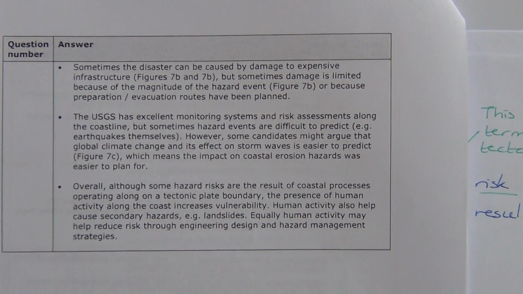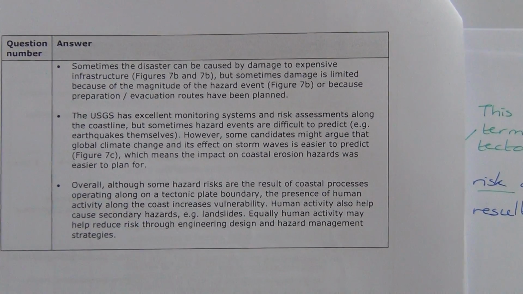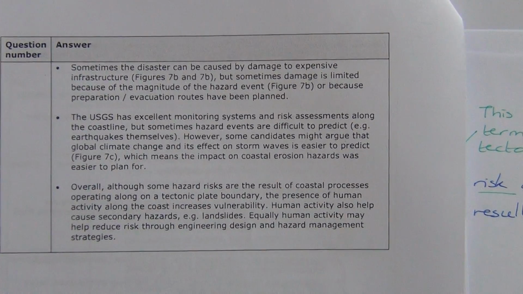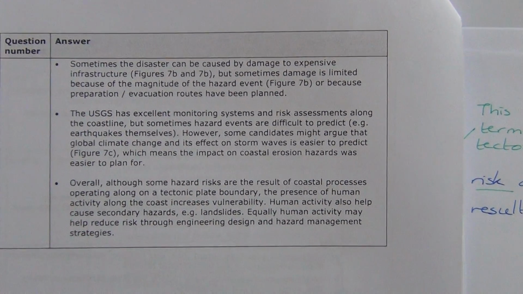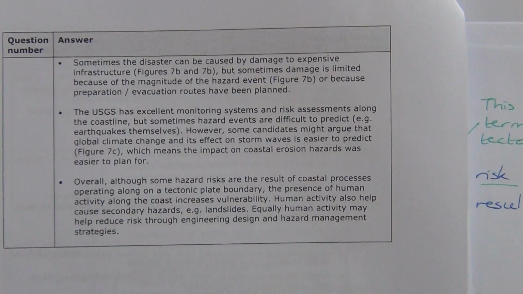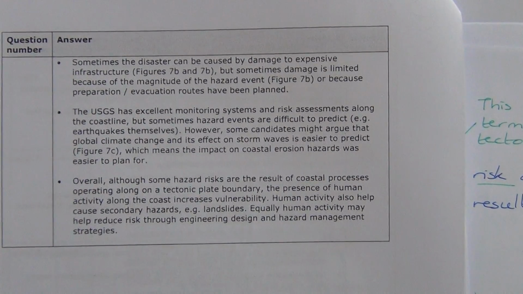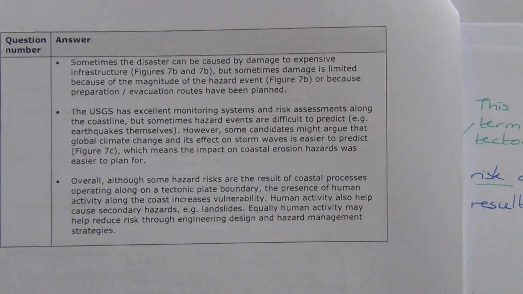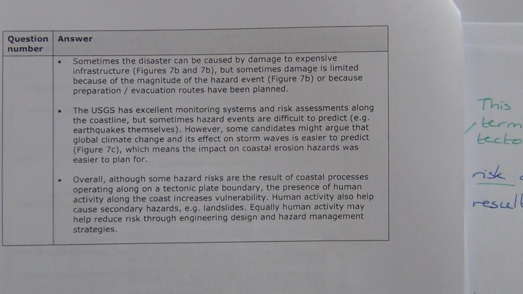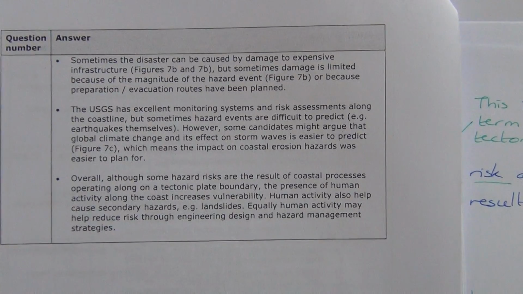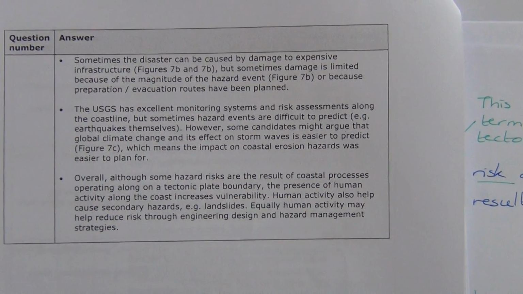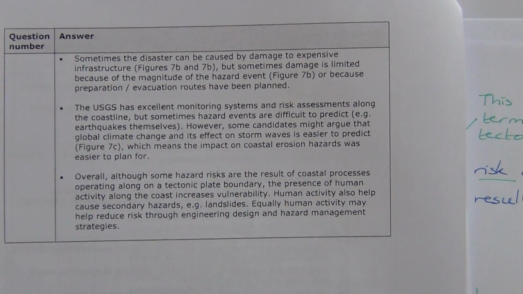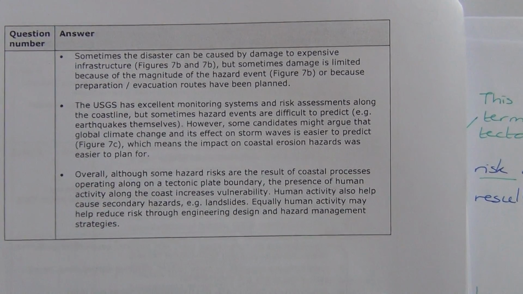Talks about the monitoring systems and the risk assessment carried out by organisations like the USGS, along this coastline. Some candidates might argue that global climate change and its effect on storm waves makes it easier to predict, meaning the impact of the coastal erosion hazard is easier to plan for. Some of you might have actually argued that climate change is in itself contributed to by the human factors and therefore making it not so much of a physical only problem.